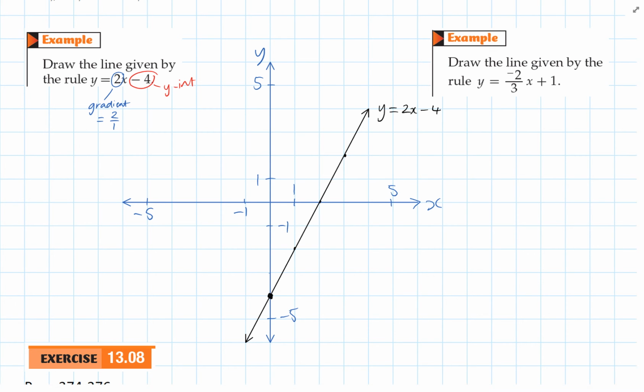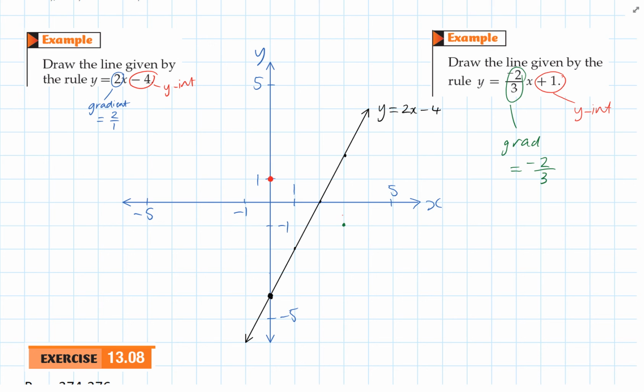Okay, so let's look at our second example here. So remember again that we start with the y-intercept. So that's +1, so that's our y-intercept. So let's draw that on our graph. There's my y-intercept. And then our gradient for this one is -2 over 3. So that means that we're going to go down 2 across 3.